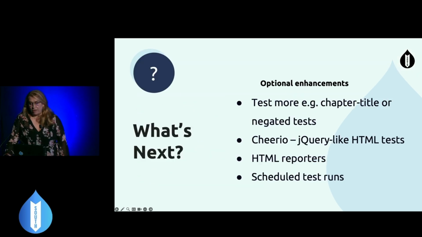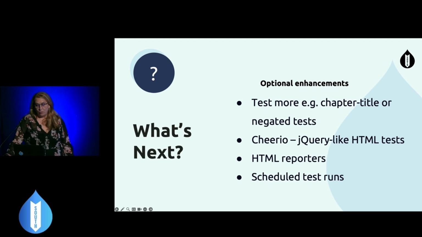So what's next? What else could we add? Some optional enhancements could include testing more results, like an acceptable range for relevance score or chapter titles, or maybe negated tests, ones that should not appear in the results. If these responses were to include HTML, we could use Cheerio. That's a lightweight jQuery-like library for parsing and manipulating HTML and XML. In terms of output, we could also use HTML reporters for a more graphical way to display our results.